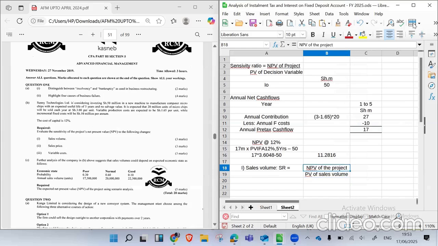The sensitivity ratio is the NPV of the project divided by the present value of the sales volume. As simple as that. Our sales volume, the quantity per annum, is 20 million. 20 million is an annuity, so we discount using the annuity. Our NPV is 11.2816. We divide that by the sales volume of 20 million.